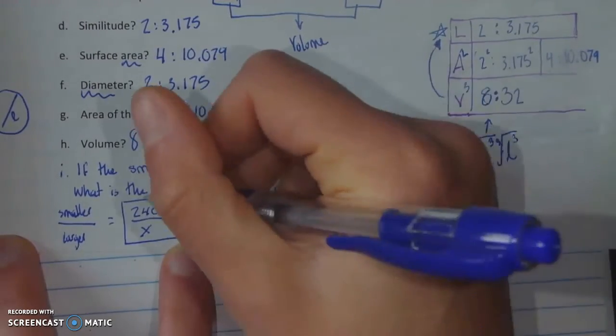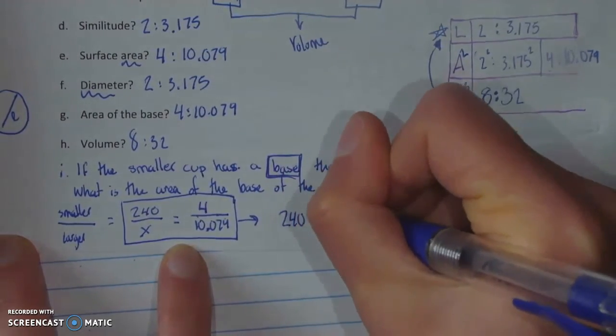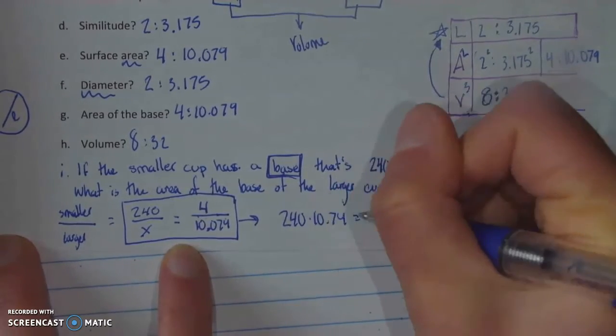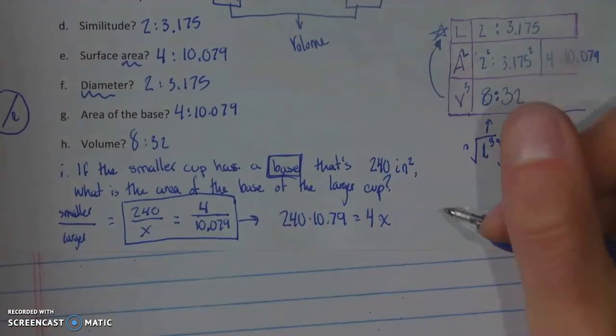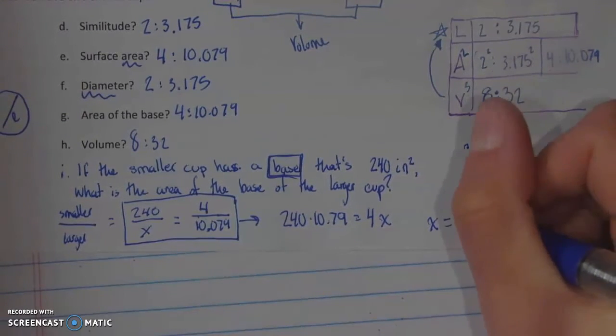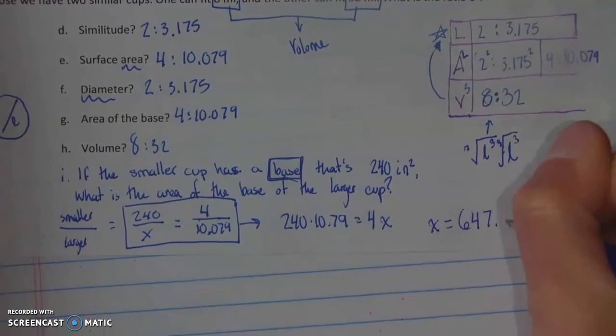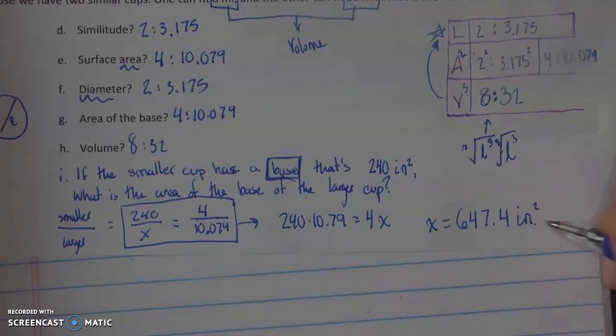Well, now I can solve this by using cross multiplication. I've got 240 times our 10.079 is equal to 4 times x. Divide both sides by 4 and you end up with your answer, which, give me just a second. 240 times 10.079 divided by 4 gives us an answer of 647.4, and we are talking about inches squared. Makes sense? We're in the second dimension.